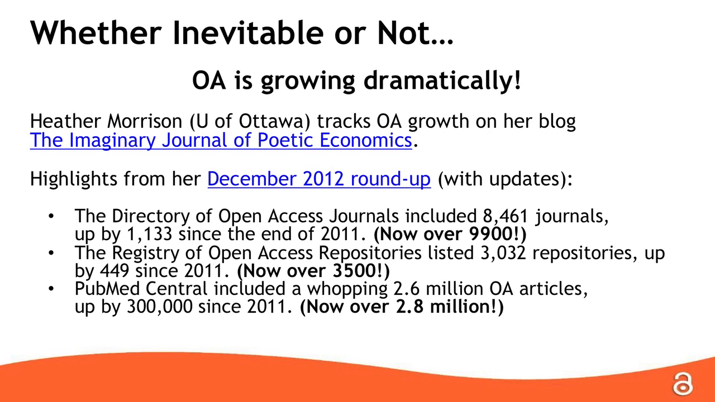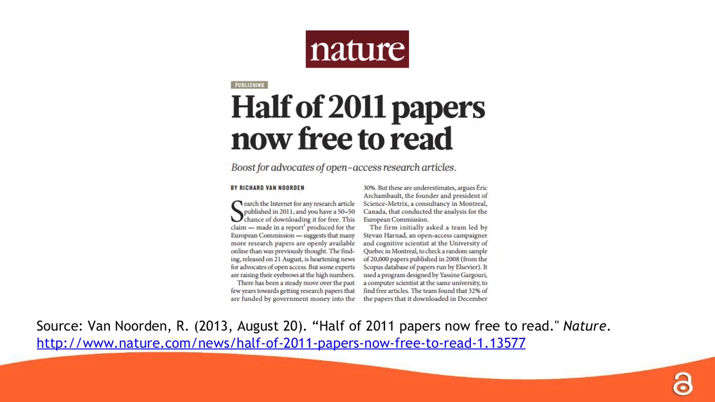So as of the end of 2012, there were over 8,400 open access journals. We're now up to 9,900. There were over 3,000 open access repositories, and we're now up to 3,500. And there were a whopping 2.6 million open access articles in PubMed Central, and now we're up to 2.8 million. In fact, half of papers published in 2011 are now free to read. It's a major, major milestone.